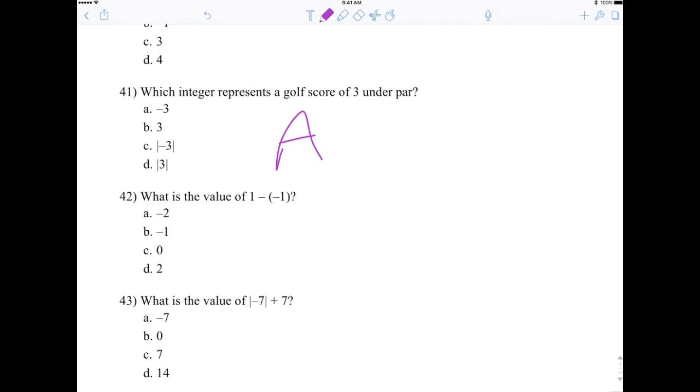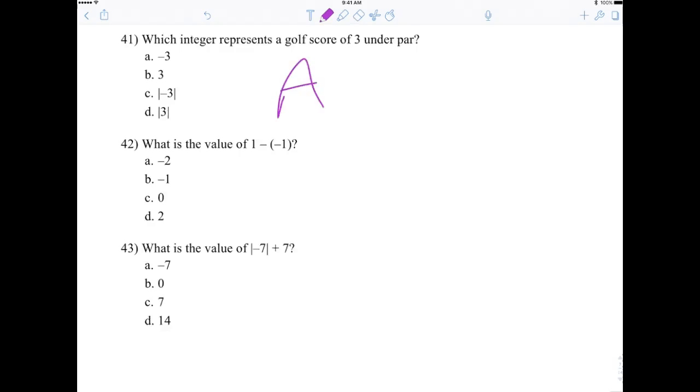Remember, that's absolute value. And remember, absolute value is always positive. Right? So if I said, what's the absolute value of negative 3, you would tell me it's 3. You with me? If I said the absolute value of 3, you would also say that it is 3. Because remember, absolute value is dealing with distance. All right? So let's look at 43.